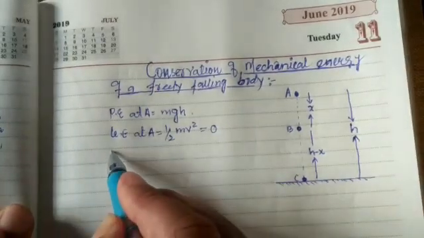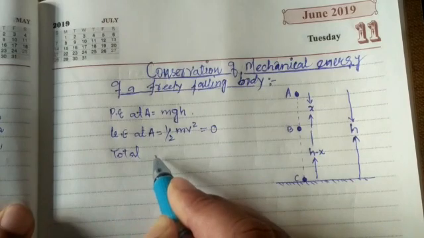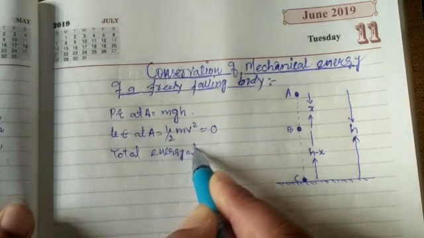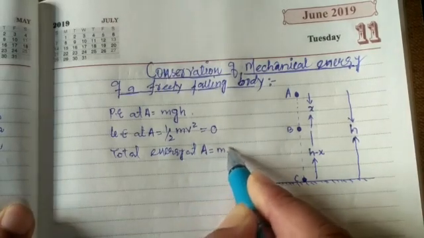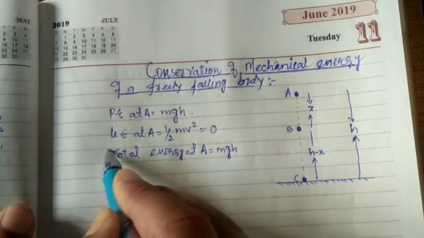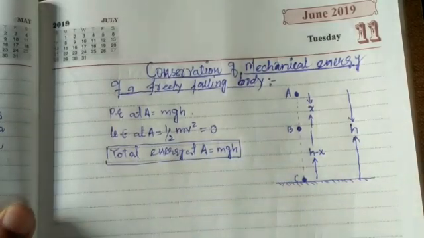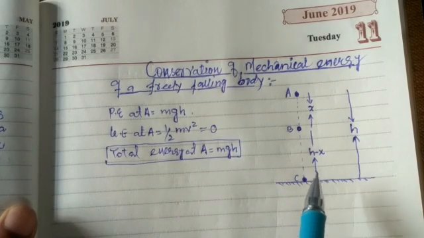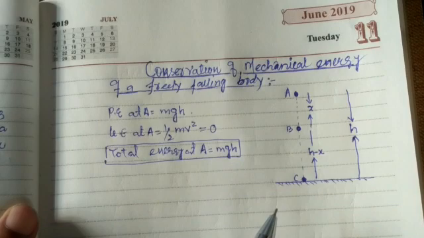So total energy at A equals what? mgh plus 0, that is simply mgh. This is the total energy at A. Now, if at the point B and at the point C we are having again the same energy, then we will see that there is conservation of energy.